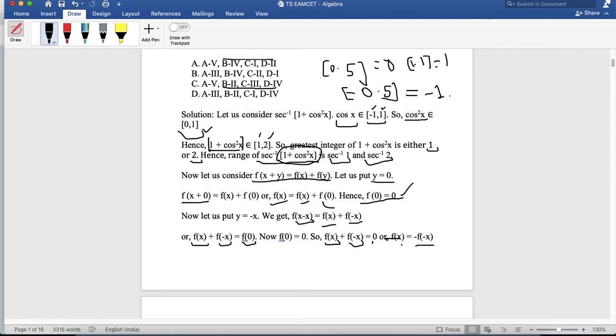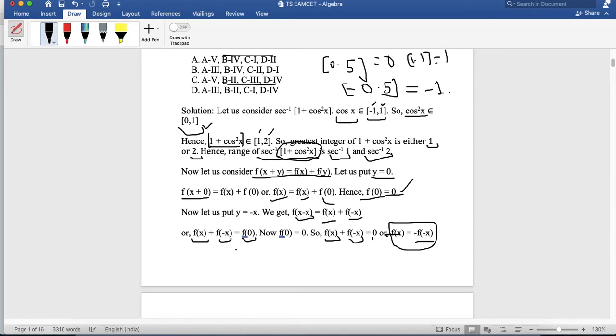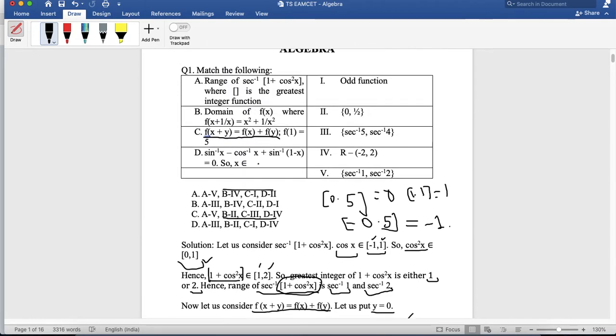Now we know that if you replace x by minus x, and if the function remains the same, then it's an even function f, and if the function is negative of the original function, then it's an odd function. So this right here is an odd function, f of minus x equals minus f of x. So since this is an odd function, c goes to 1, so a is 5 and c is 1, so option A is correct.